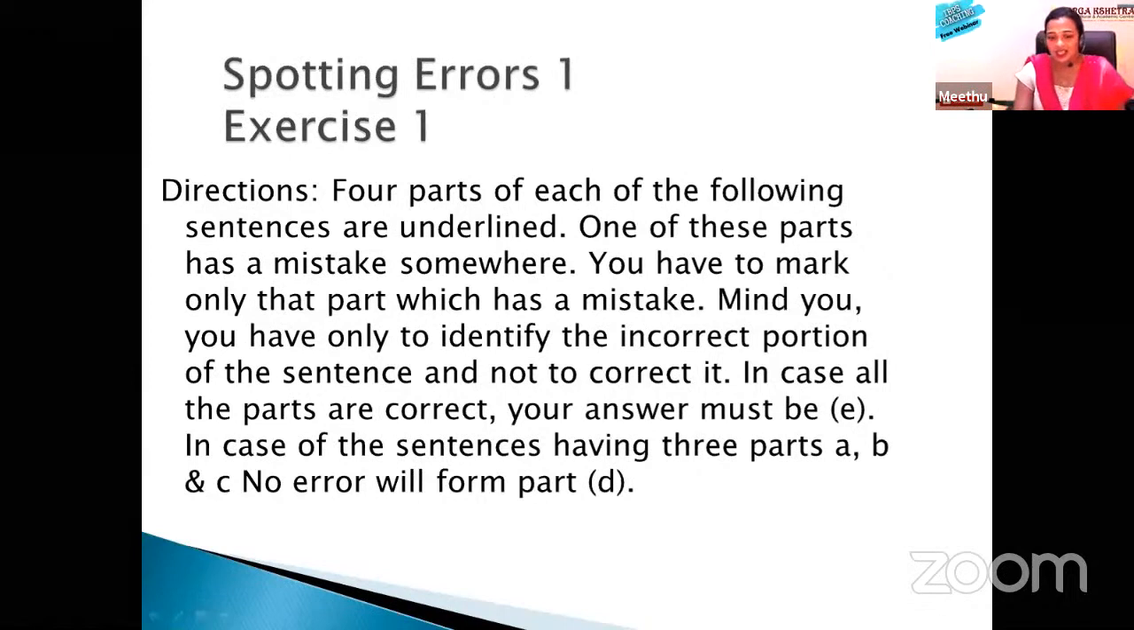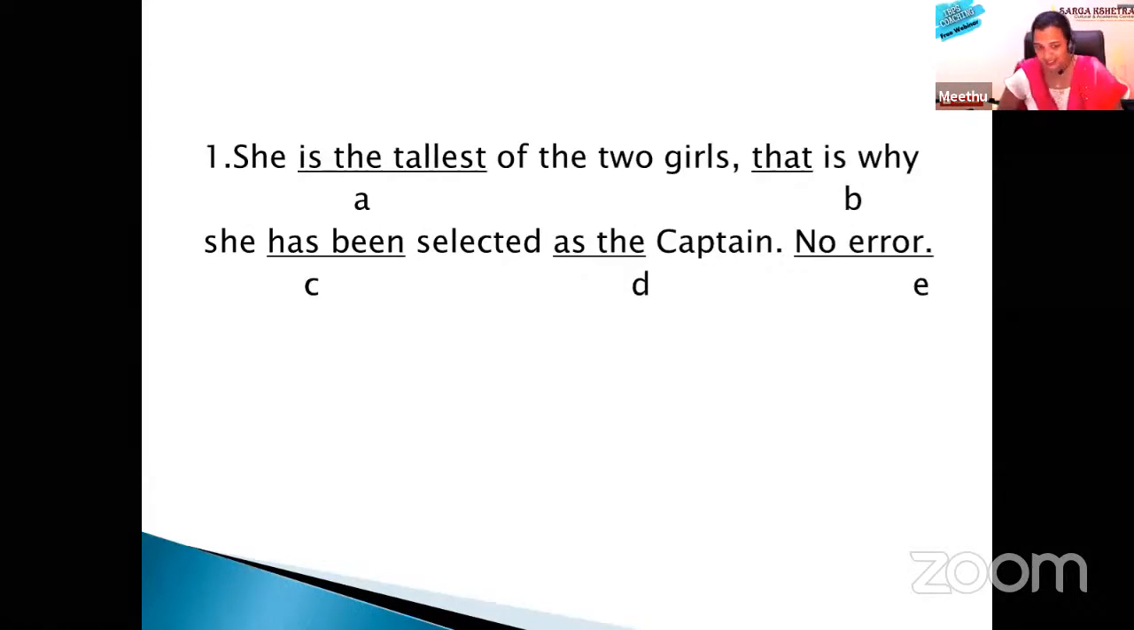See, the first question: She is the tallest of the 2 girls. That is why she has been selected as the captain. As the directions say, there are different parts in a sentence which are underlined. You are just asked to find out the error. You are not supposed to correct it. I hope the question is clear to you.